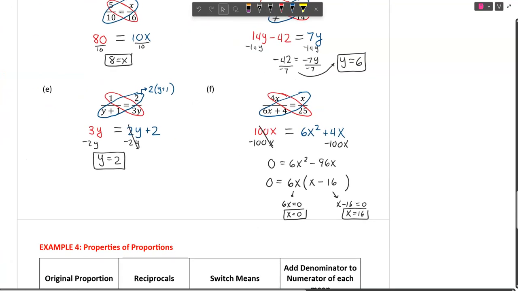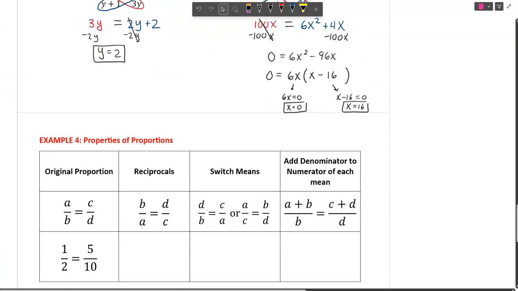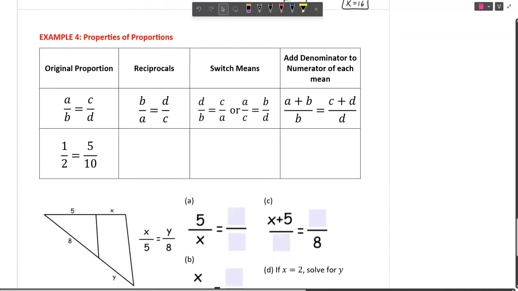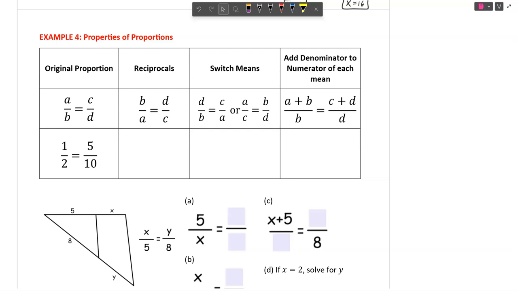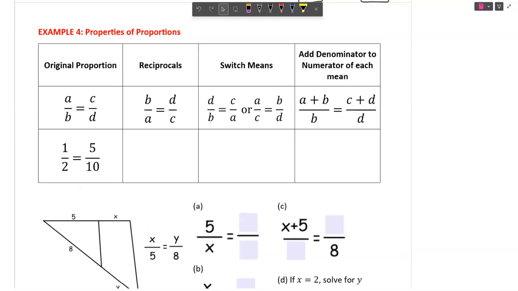Okay, so that's solving proportions. The last element here is I want to talk about some properties of proportions. And this is really important because as we start to write our own proportions in the geometry course, I want you to understand that there are multiple ways to write a proportion, and all of those ways are acceptable if they follow one of these criteria here.